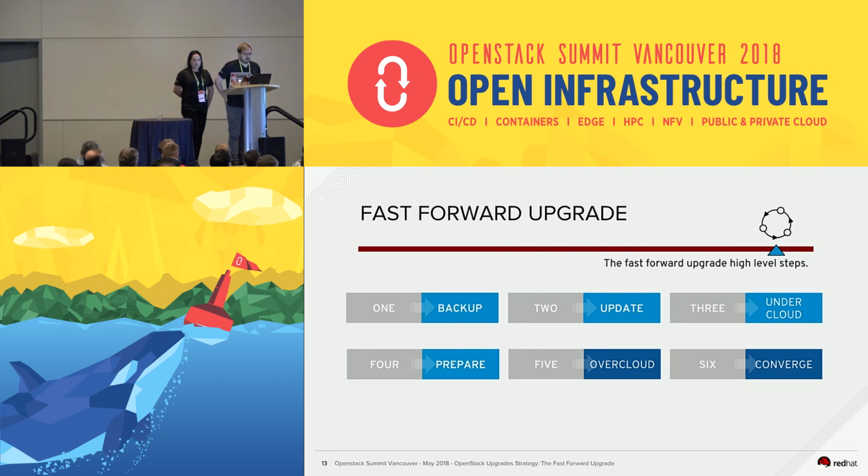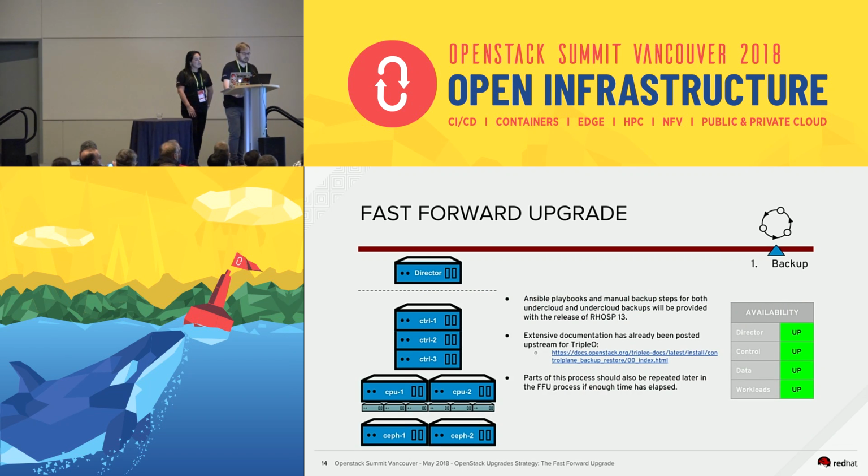So at a high level, there are 6 steps that we're going to talk about today for FFU. Backup being the first one. Update, as Maria was saying, is the second. I will probably refer to it as minor update, just through force of habit. Undercloud upgrade, a preparation step ahead of the overcloud upgrade, and a final converge step.